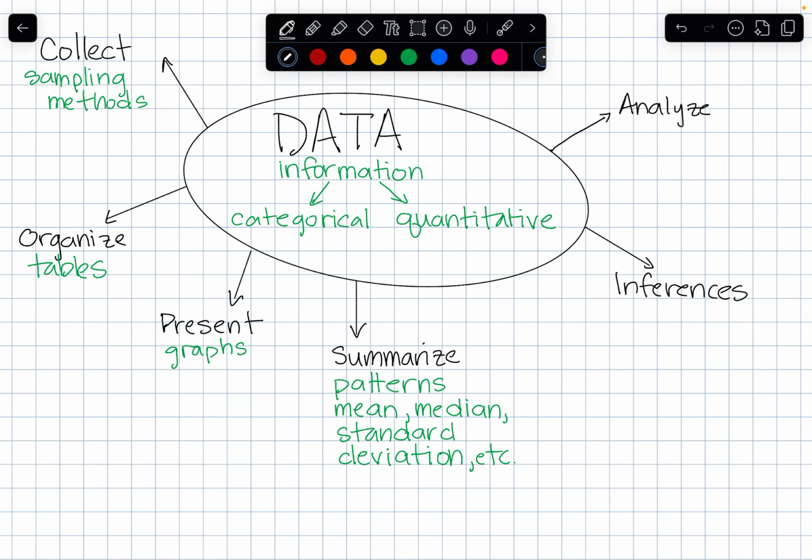And that inference part is super powerful in that we can take data from a small sample and use it to make statements about the larger population that it was pulled from. And there's typically two things we're going to do with inferences. The first is we're going to estimate unknown quantities.